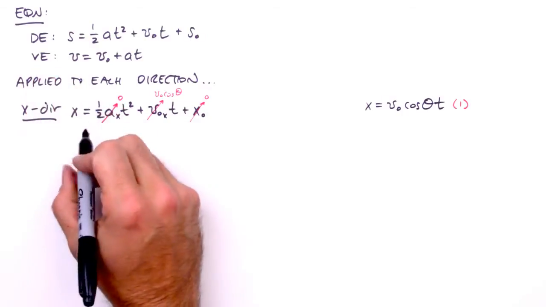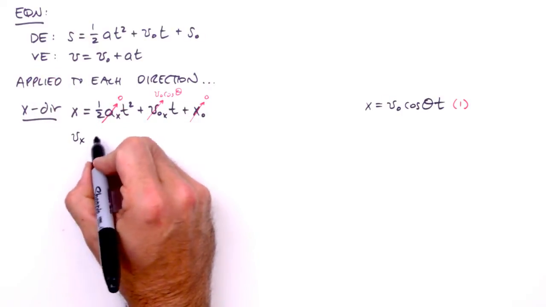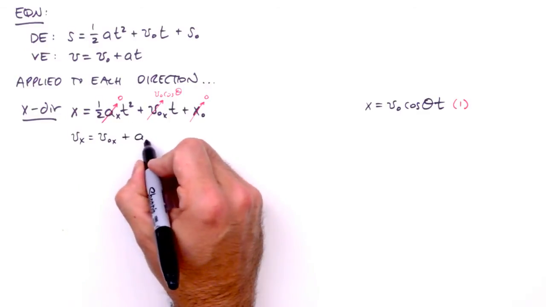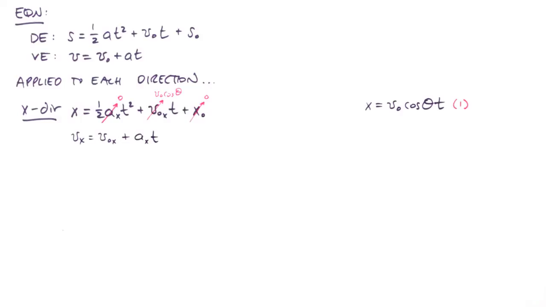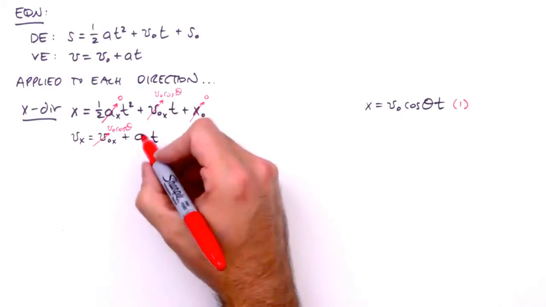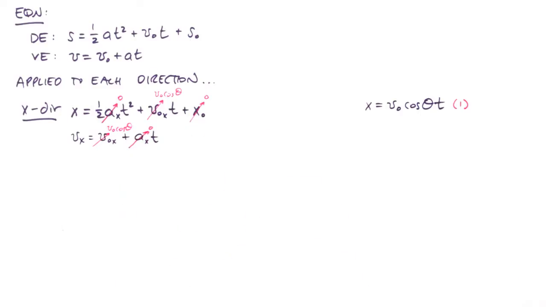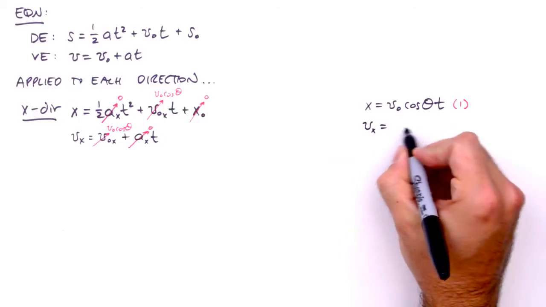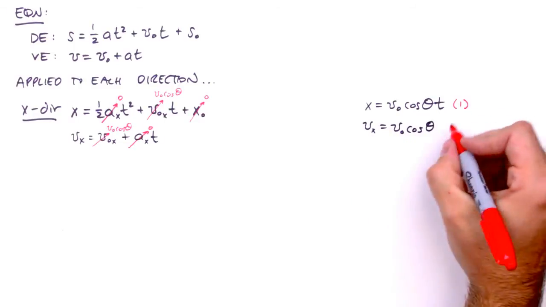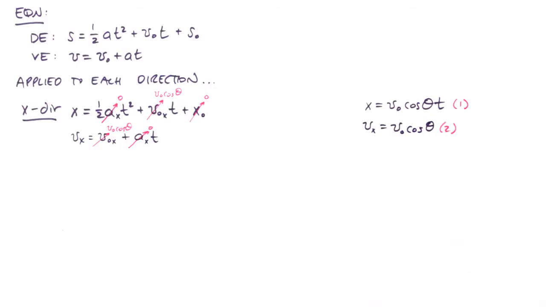Now we apply the velocity equation to the x direction, and we get v sub x equals v sub o sub x plus a sub x times t. We'll set v sub o sub x to v sub o cosine theta. And again, the horizontal acceleration of a projectile is 0. So the velocity equation in the x direction simplifies to v sub x equals v sub o cosine theta. We'll label this equation 2 and set it aside.